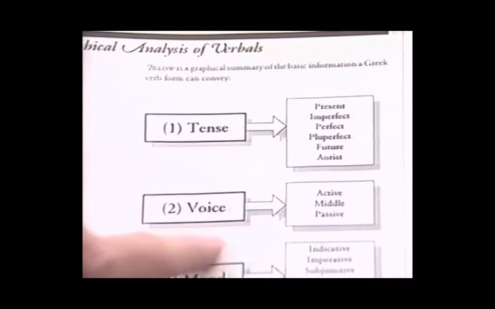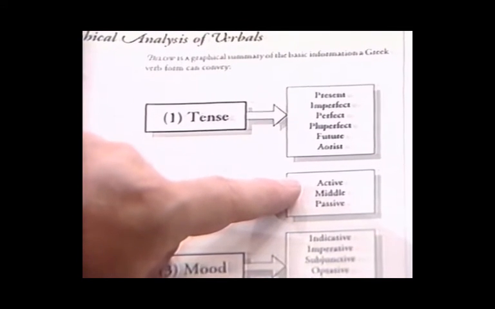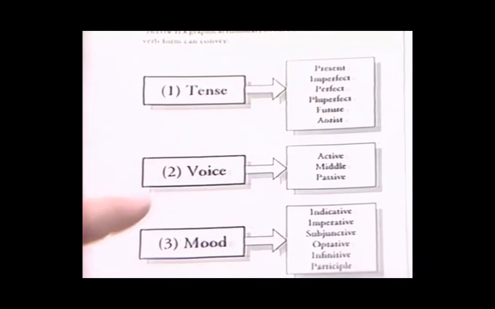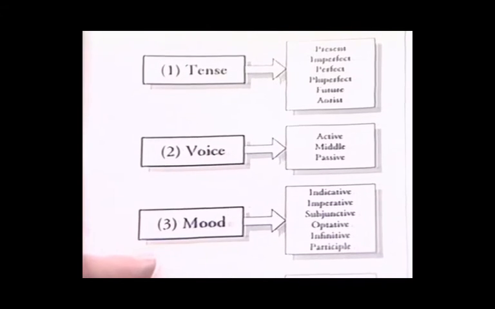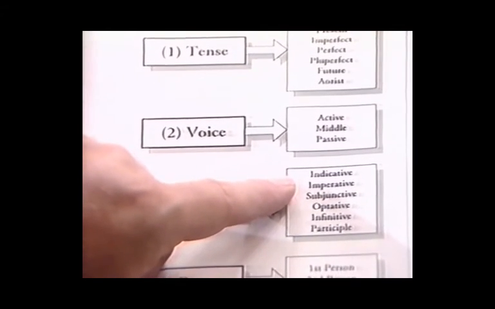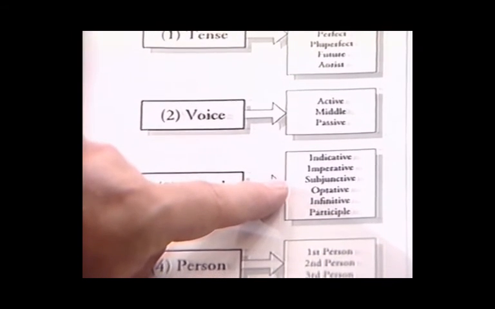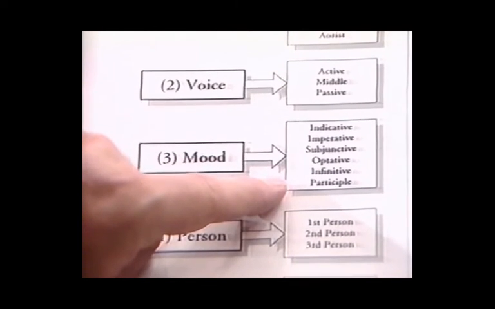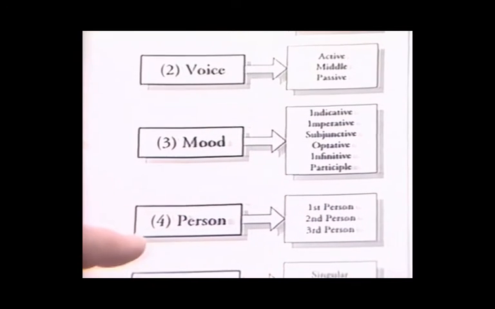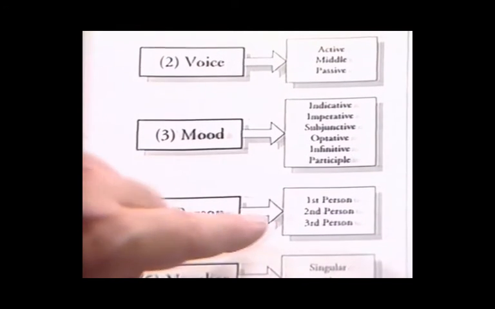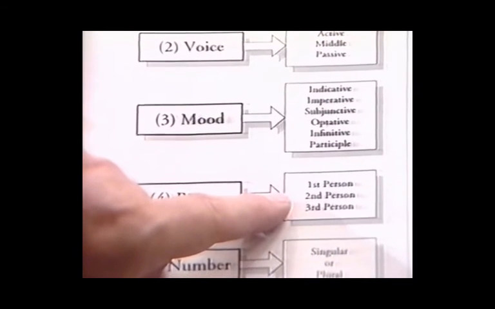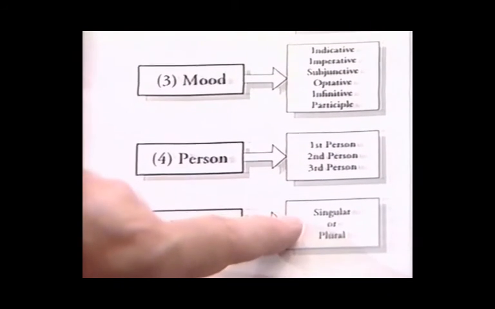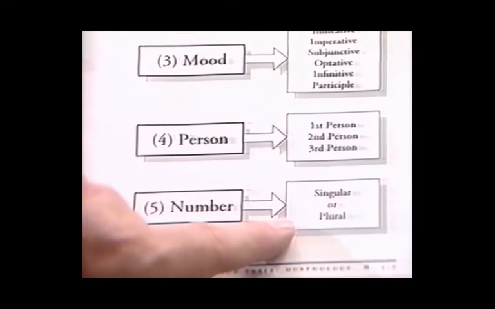The voice, we've already mentioned that there is an active voice, middle voice, and a passive voice. Mood: indicative mood, imperative, subjunctive, optative, infinitive, and participle. Person: first person, second person, and third person, and the number, singular or plural.